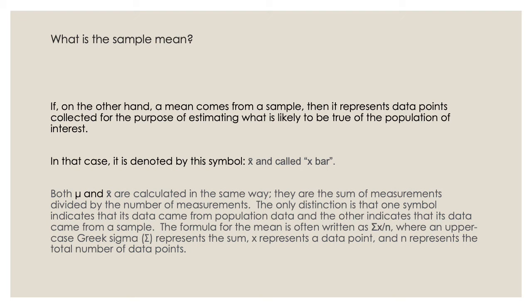The formula for the mean is often written as sigma x divided by n, where an uppercase Greek sigma represents the sum, x represents the data point, and n represents the total number of data points. So another way of reading that formula is just the sum of all your x's divided by n, or the number of x's you have.